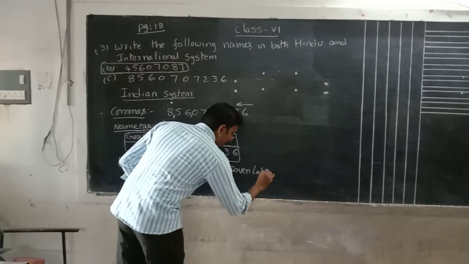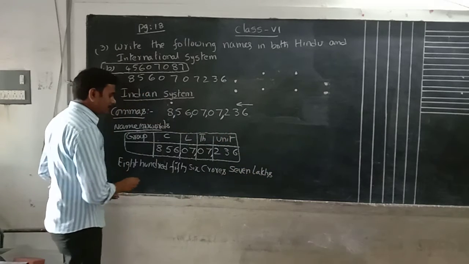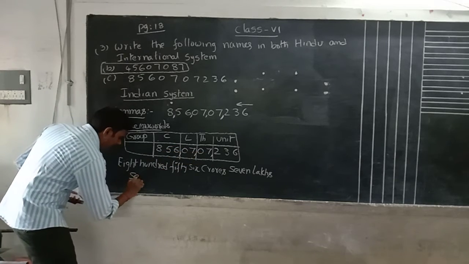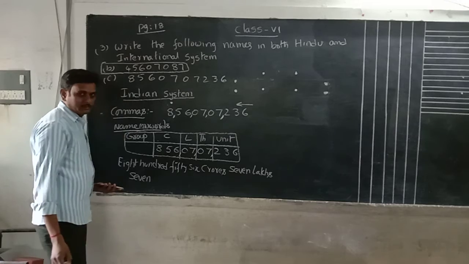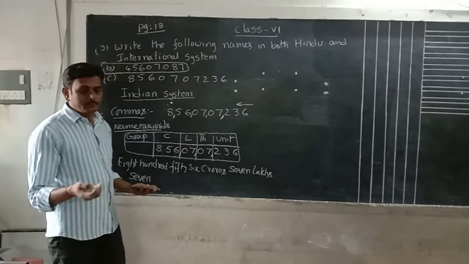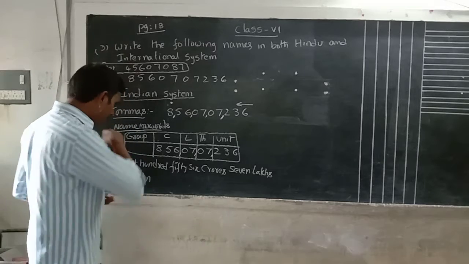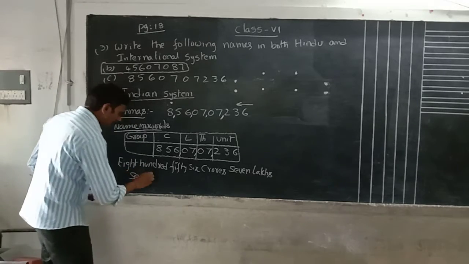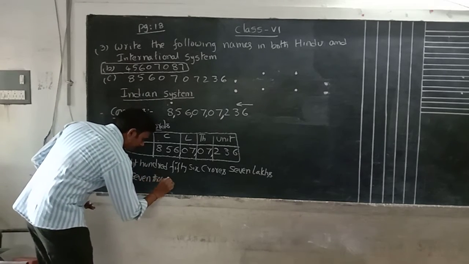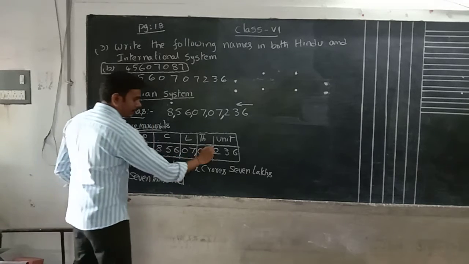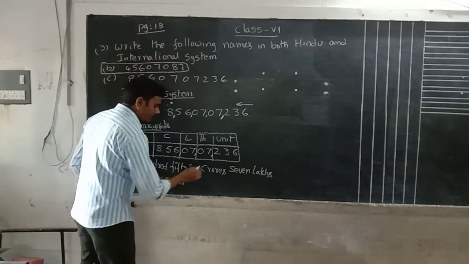7 lakhs. And the next, the thousand group, also has 7 only. 07 is nothing but 7. When 07 is given to you, while reading the number we will read 7 only; we can't read 07. 7,000. In the unit group, what is the number that I will write?